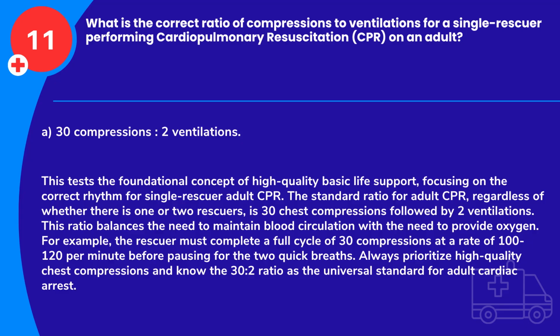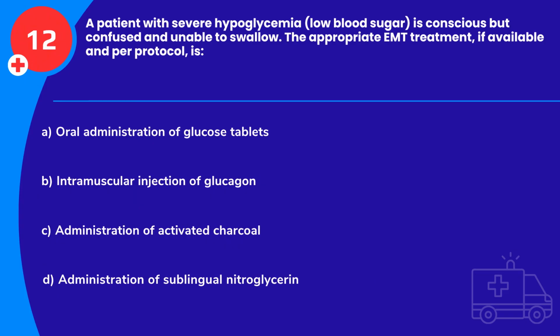Always prioritize high-quality chest compressions and know the 30 to 2 ratio as the universal standard for adult cardiac arrest. Question 12. A patient with severe hypoglycemia, low blood sugar, is conscious but confused and unable to swallow. The appropriate EMT treatment, if available and per protocol, is A.